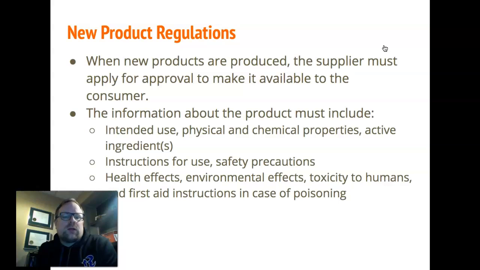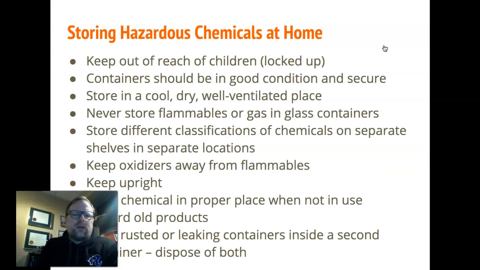And then importantly, what are the health effects and environmental effects that might be associated with whatever chemical they're working with? What is the toxicity to humans, and what are the first aid instructions in case somebody ends up poisoned? So all of these things need to be considered when you come up with your newfangled pesticide or the new cleaner that cleans absolutely everything in the house. So, something for all of us to consider.